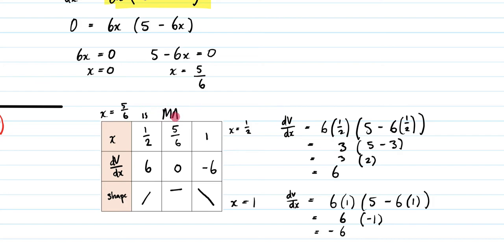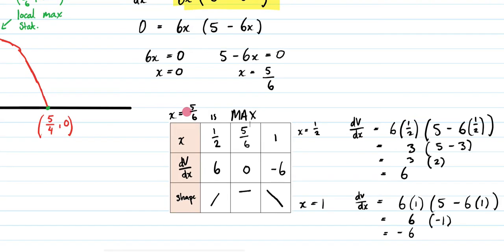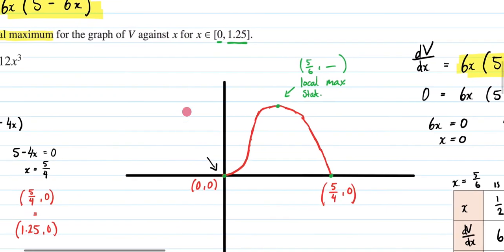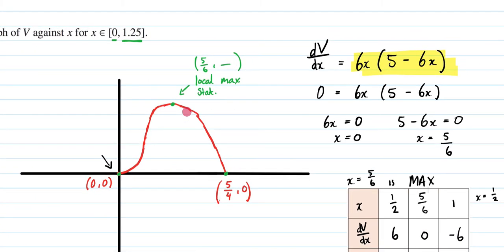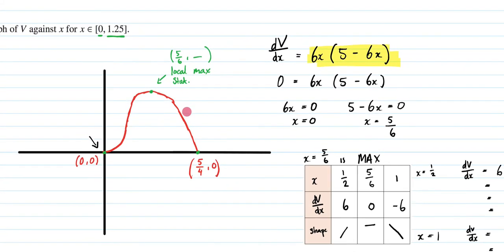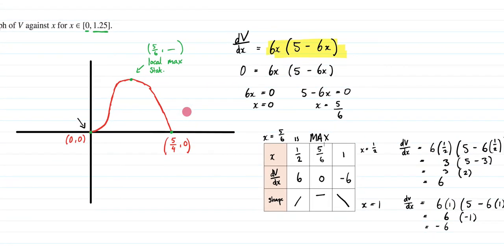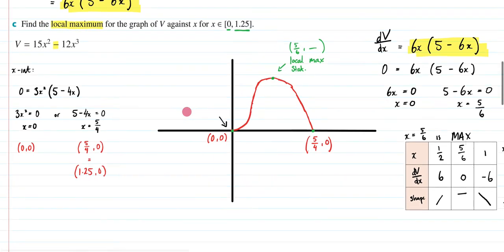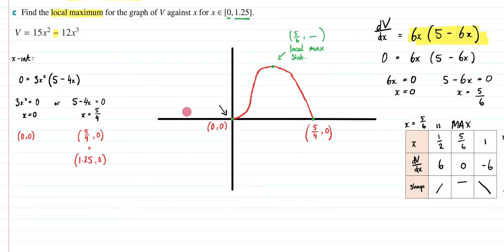I'm just going to write max and just remind myself, is the question asking, does it say, what does it say? It says a local max, yeah. So that is a local max. Perfect. So we have proved that 5 over 6 is our local max. The question hasn't said find the local max for v.